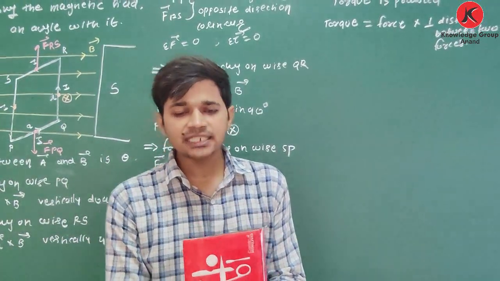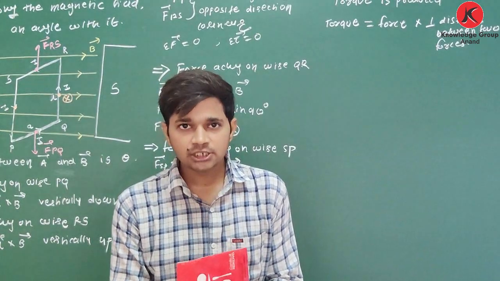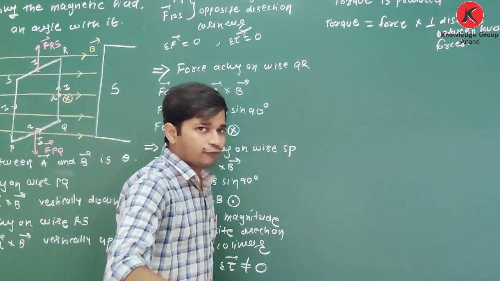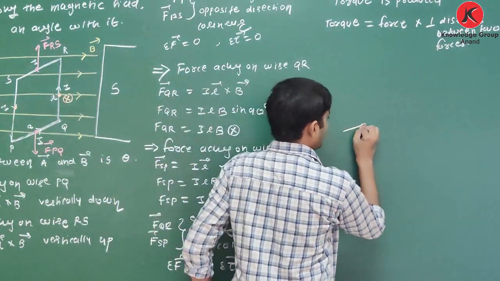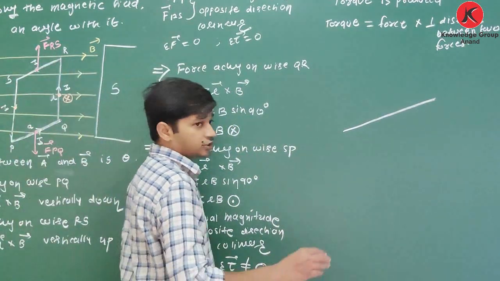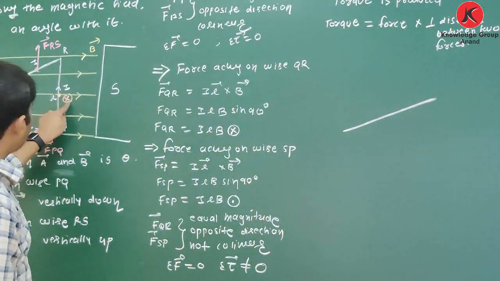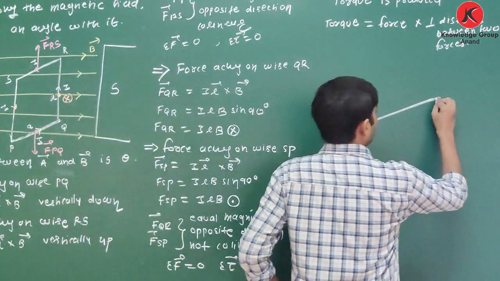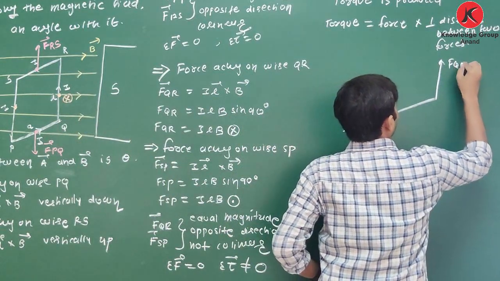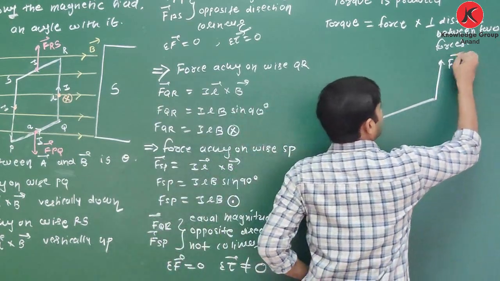If I see this same thing from the top side, means get the top view, then I can draw the figure like this. See carefully. As the plane is slant, it is nothing but this wire SR, but enlarged. We have zoomed it. On this side, force is acting in the upward direction, it is force FQR, and it is force FSP. Clear about this?